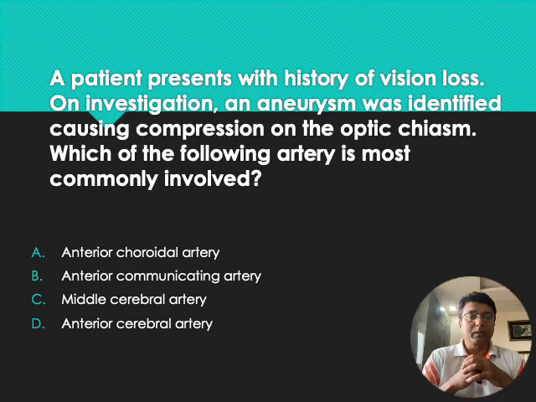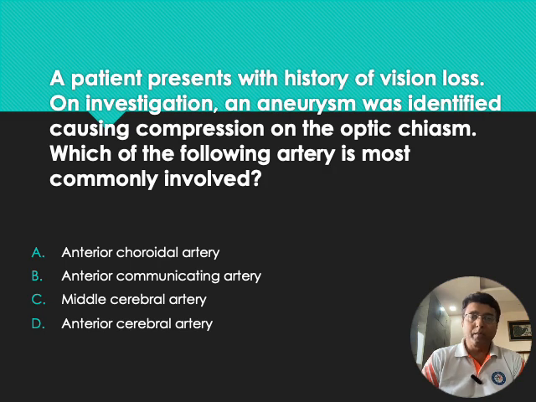So here are the options. Option A, anterior choroidal artery. Option B, anterior communicating artery. Option C, middle cerebral artery. And option D, anterior cerebral artery. So go through the options and answer the question carefully. So here the right option is option B, anterior communicating artery.